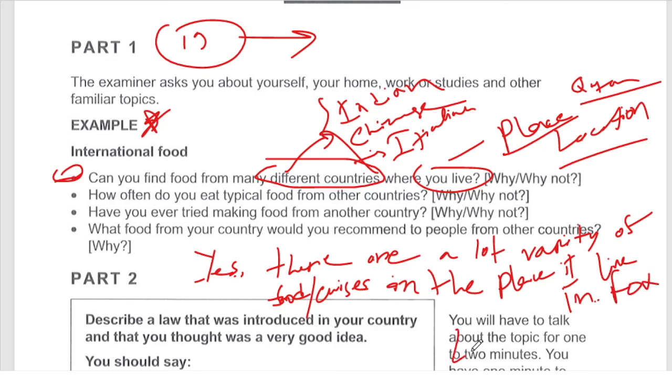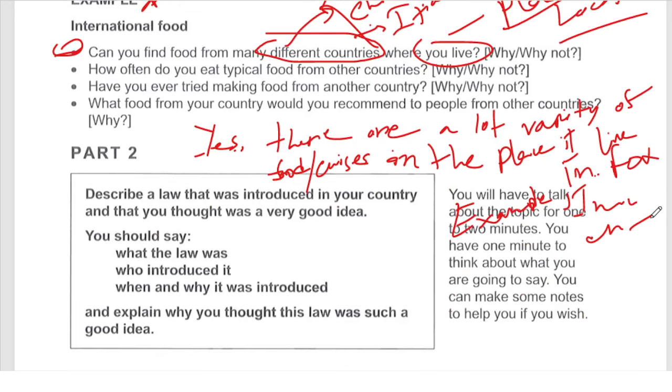So for example, right? You can say, for example, Indian, Chinese, Italian food, you can always find. If you want to add more info, you can say Indian is my favorite, or Chinese or Italian is my favorite. So that's the way you need to handle it.